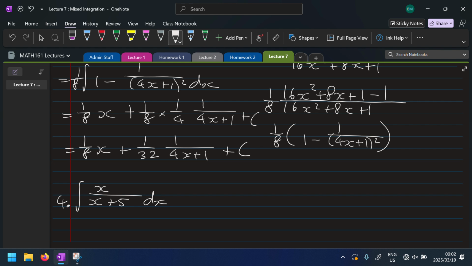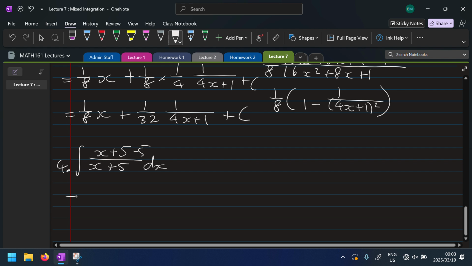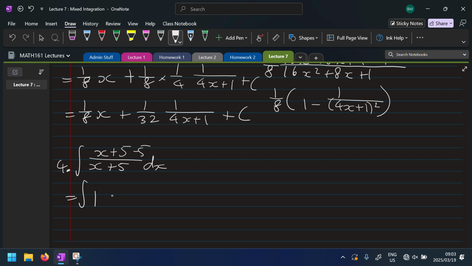Now again, you could do it the long way, or you could do a shortcut. Shortcut here, we want the top to look more like the bottom. So the bottom is x plus 5. So in the top, we're going to put a plus 5 and a minus 5. We haven't done anything. Plus 5 minus 5, that's just 0. But now, x plus 5 over x plus 5, that's a 1. And we're left with minus 5 over x plus 5.